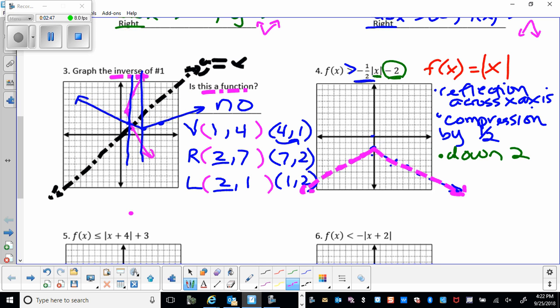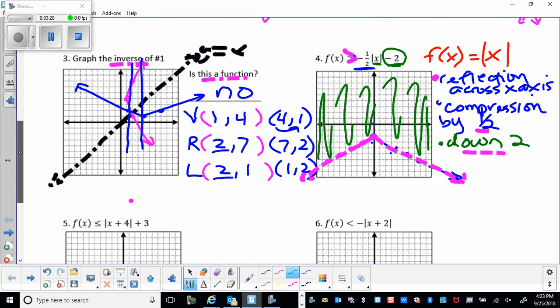So I've got a reflection because it is going down. That made it go upside down. And then a compression because it's flatter. And I moved it down 2, and that's why it's starting here. Now the last thing I need to do is, it says greater than, right? So greater than would be above. I'm just going to shade in all this area above. And that's all you have to do for an inequality. Just graph it and then shade it.